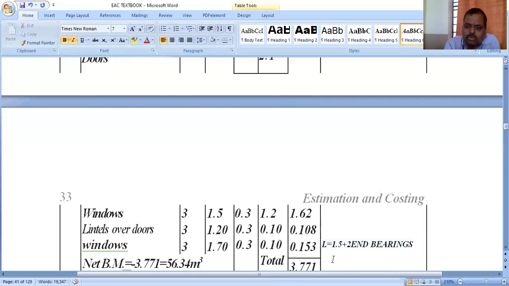And that will be equal to 1.5 plus 2 into bracket 0.1, that is 0.1. So how much will it be? It will be equal to 1.7 meter. Okay, 1.7 meter. In the same way, we have already calculated the length of the door also.